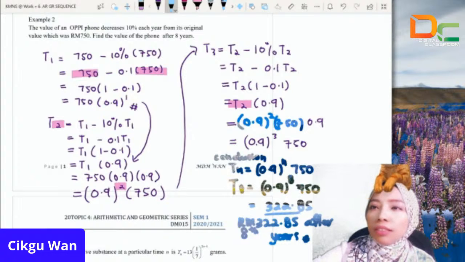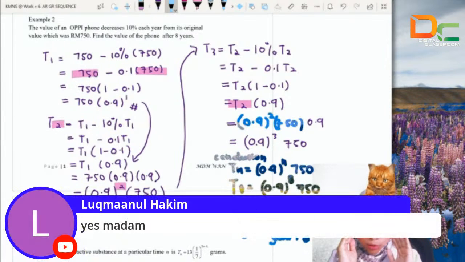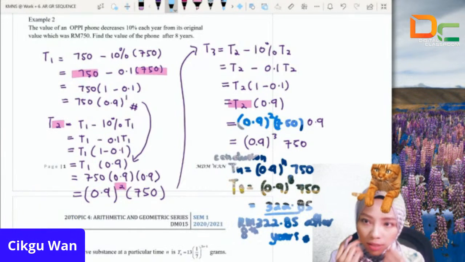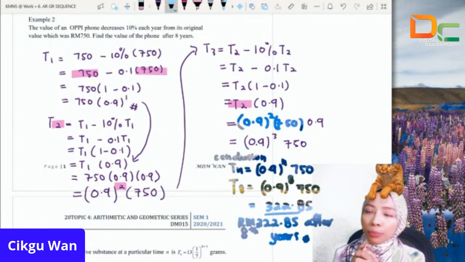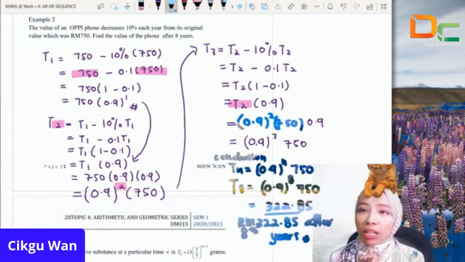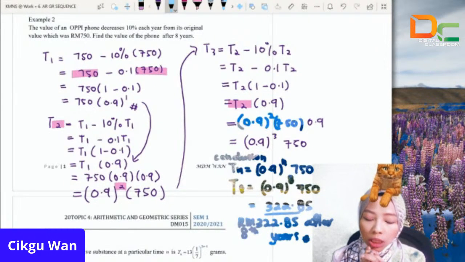Let me check whether you able to get the same as me. Oh yeah, I see Alifa and Luqman. Alright, thank you so much. Okay, can I continue for the next question? Boleh faham tak? Okay, Umairah, Luqman say yes. Okay, I really hope that other students also will be able to answer this kind of problem.